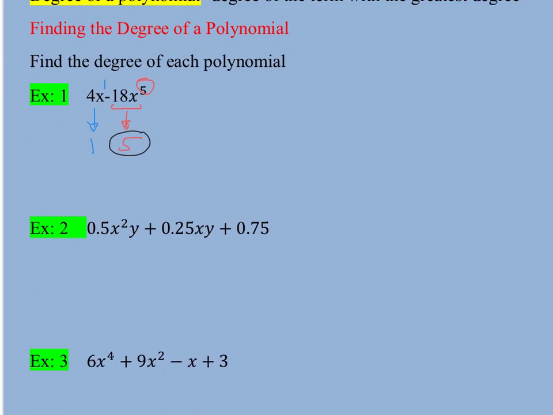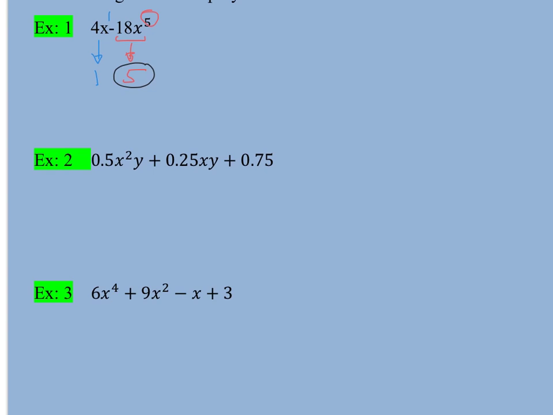Look at example 2. So the degree of this comes from, now make sure that anything that doesn't appear to have an exponent, you put an exponent in there. So the y actually has an exponent of 1. To find the degree of this term, we're going to take this exponent plus that exponent. So we've got 2 plus 1 giving us a degree of 3.